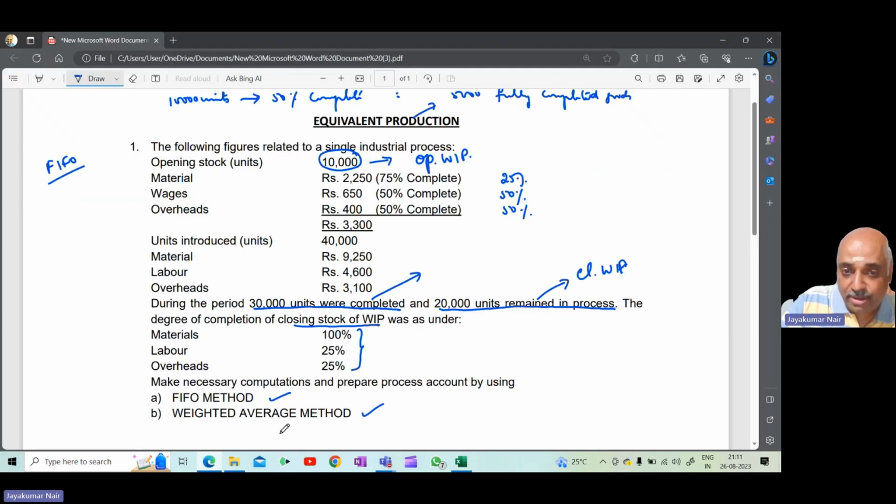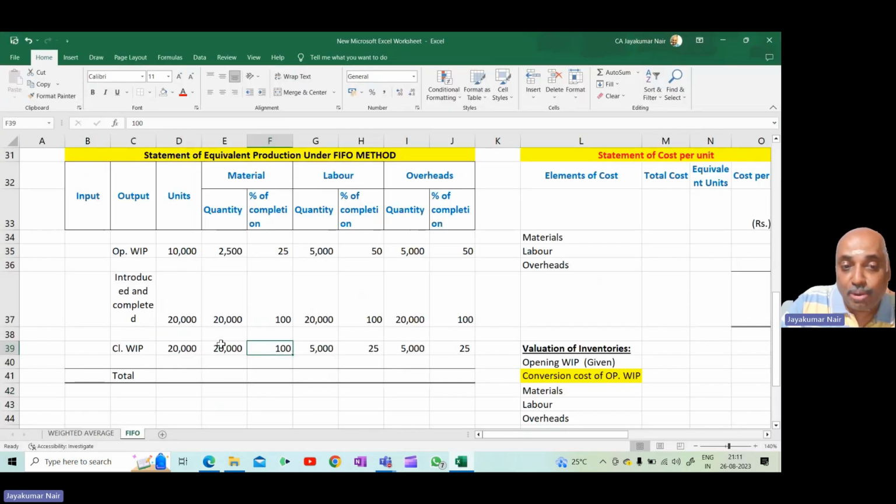So it is 100, 25, and 25. This is your percentage of completion. Therefore, you have converted into its equivalent units. Now, this is the total input: opening work in progress, units introduced and completed, and the closing work in progress.